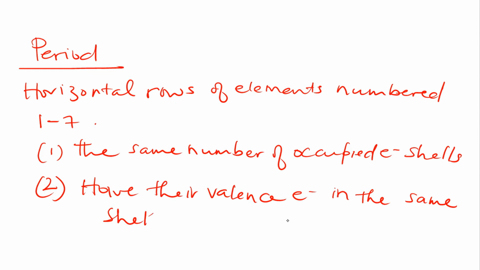What I mean by the valence electron is your outermost electrons. Periods are horizontal rows of elements numbered 1 to 7. Elements in the same period have the same number of occupied electron shells. Meaning if you're in period 3, you have 3 shells and they have their valence electrons in the same shell. So if you're in period 3, your valence electron will be on the 3rd shell. That's essentially what it's saying.